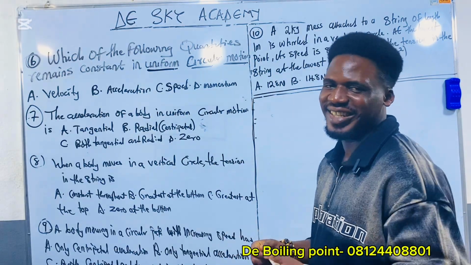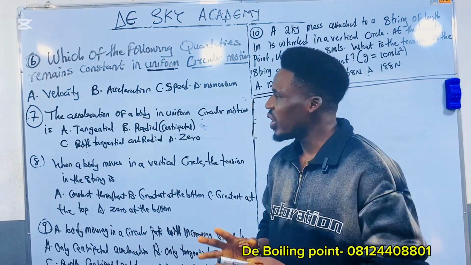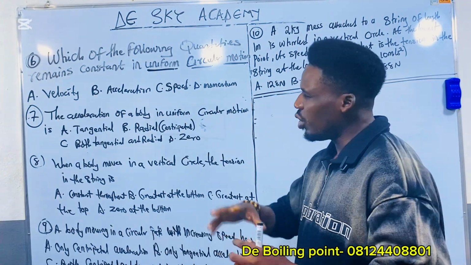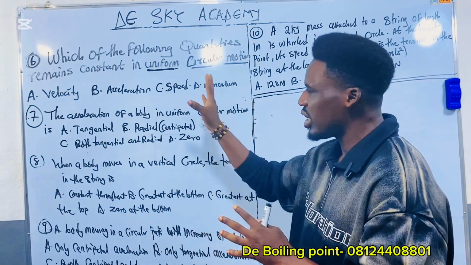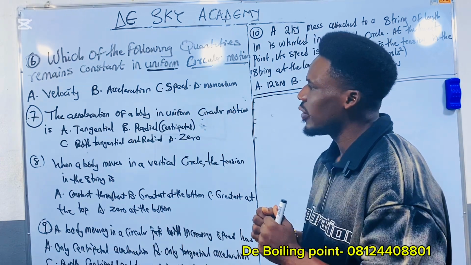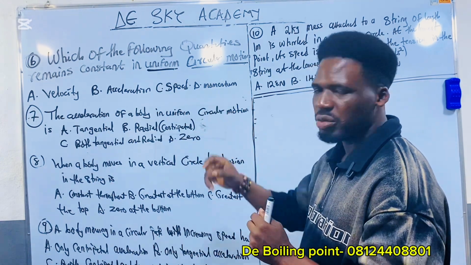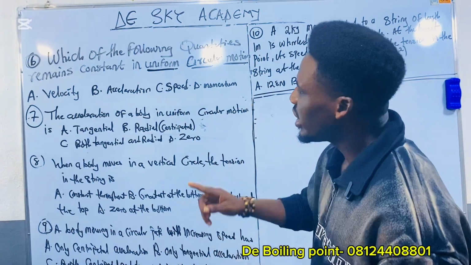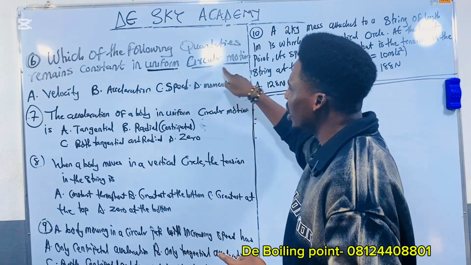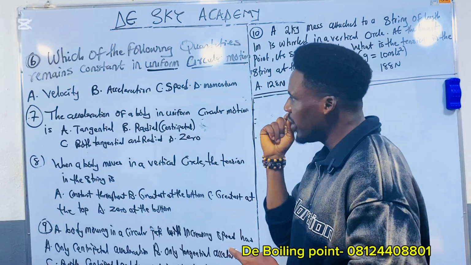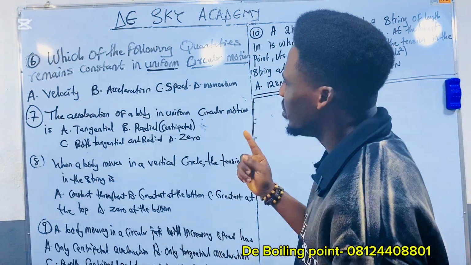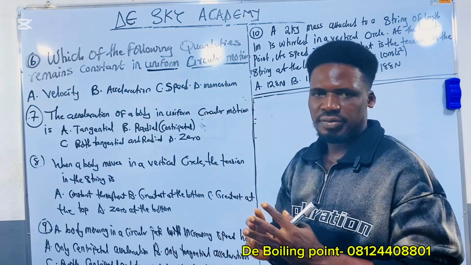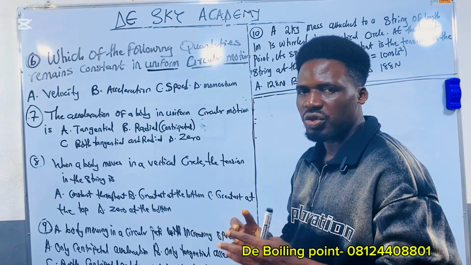Very interesting, right? Let's see how we can break this down so that you will understand it very well, because a lot of questions will come out from this aspect of physics. Apart from this question, I want you to understand things deeper than this. So they said uniform circular motion. For you to understand it, the first thing you need to understand is uniform motion.